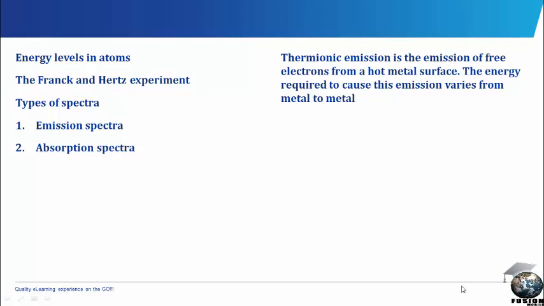Okay, let us go in properly on thermionic emission. This is the emission of free electrons from a hot metal surface. The energy required to cause this emission varies from metal to metal. If you keep a metal on a very hot surface, after a while electrons will be emitted from that surface. So when there is emission of electrons as a result of high temperature from a metallic surface, we consider that thermionic emission.